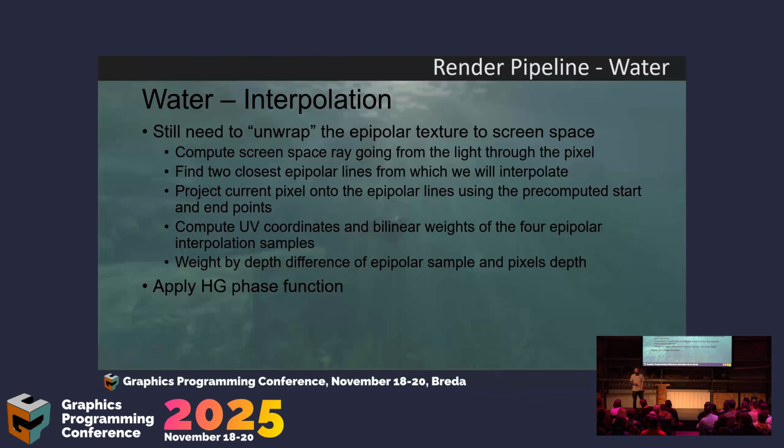Now we have an epipolar texture with our directional light in-scattering, but we need to unwrap it into screen space. To do so, we first compute the screen space ray from the light position to the full resolution pixel, and then we find the two closest epipolar lines from which we will interpolate and project current pixels onto the line using the pre-computed start and end points. We now compute the UV coordinates and bilinear weights of the two nearest samples on each line. To avoid artifacts at depth discrepancies, we also compute bilateral weights from the depth differences. And after interpolating the final pixel, we apply the HG phase function.